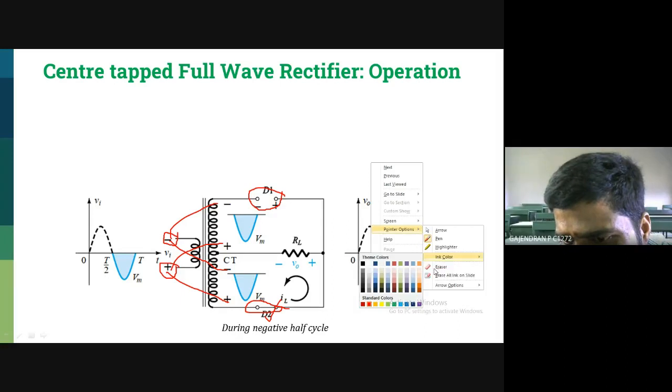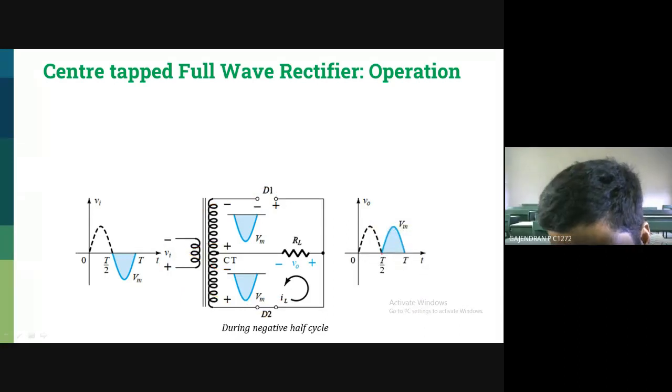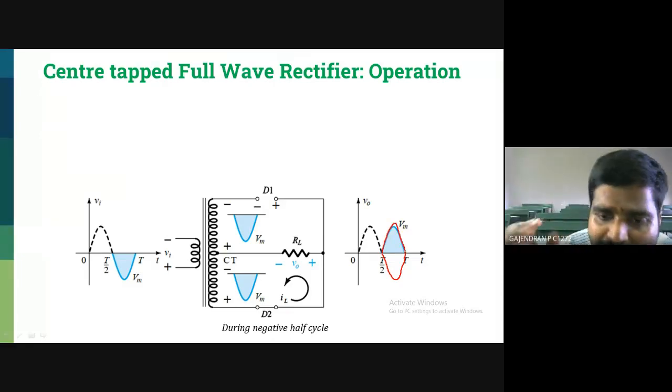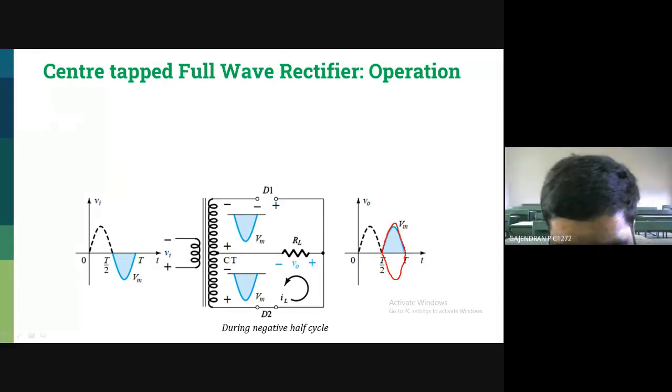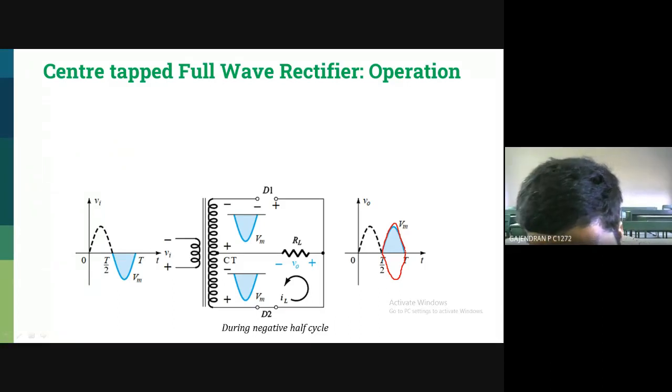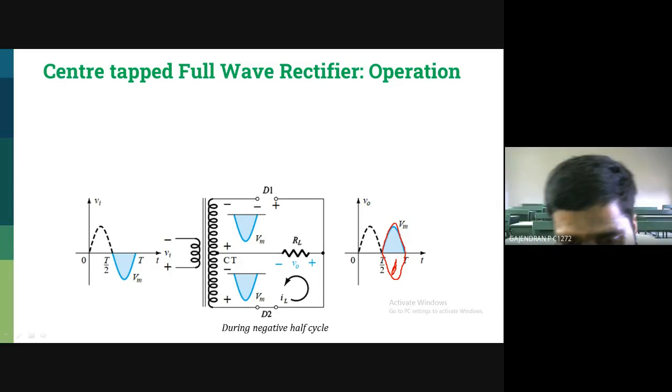Can anyone tell me why I didn't draw the waveform like this? Why did we take the waveform as this? Why have we drawn it in the positive, and not drawn it in the negative? Any idea from your side? Why have we drawn it in the positive here, and why not in the negative? Any idea?